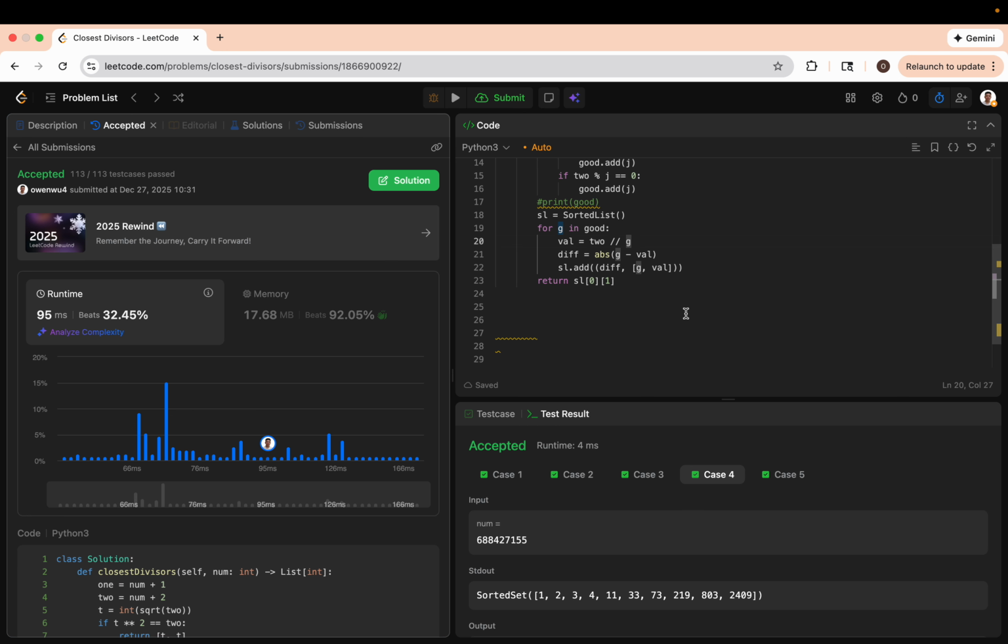Cool. And there you go. Passes all test cases. So again, I'm super happy that I was able to come up with my own solution to this problem without any assistance and solve it completely on my own.